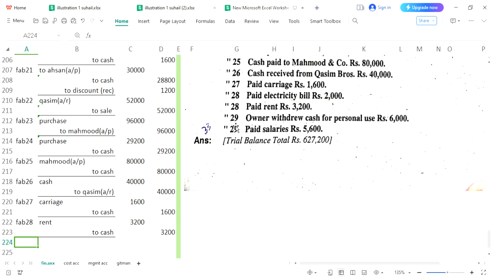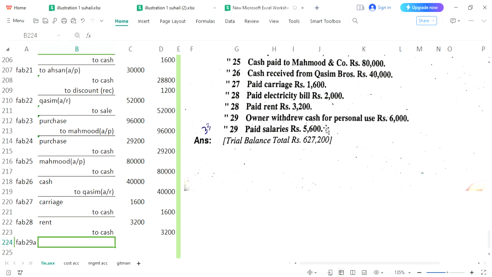After 28 we have February 29, and what it is saying February 29, there are two entries for the same date. So we can put February 29A over here to distinguish it. Owner withdraw cash for personal use. Owner had withdrawn cash for personal use.